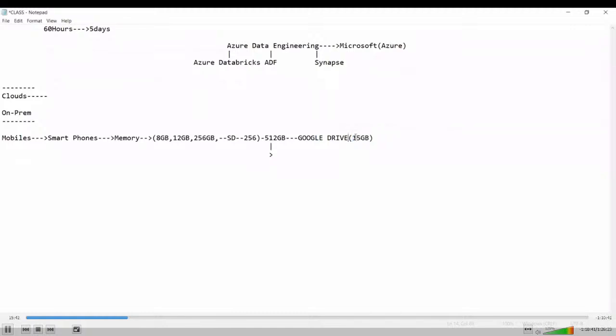But how much memory do I need to store it right now? 512 GB. So what do you need to do? Tell me now. What do you need to do, guys? You need to buy storage. Very good. We need to buy the storage. That means you will have to pay some cost, guys. You will have to pay some cost and buy the storage of 512 GB.